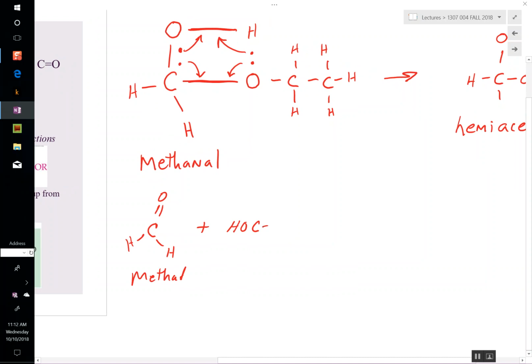Plus ethanol, and we're going to get this compound. It's going to be the product. And the name, don't worry about naming it, hemiacetals. Just give me the structure, okay?